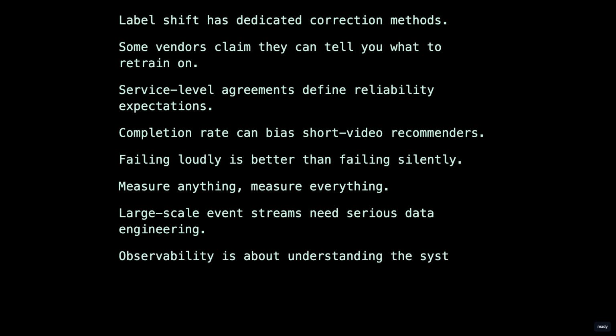That term is stronger than simple logging or dashboarding. The goal is to make the system explainable enough in practice that you can reason about what happened when something changes.